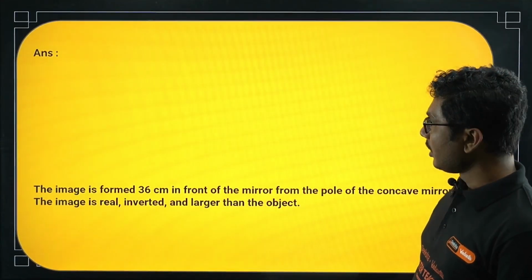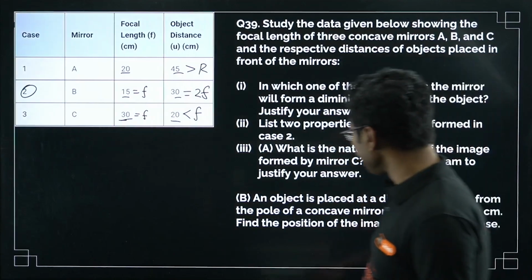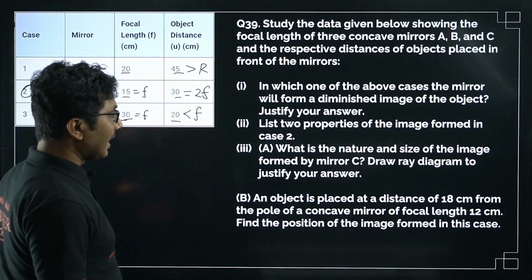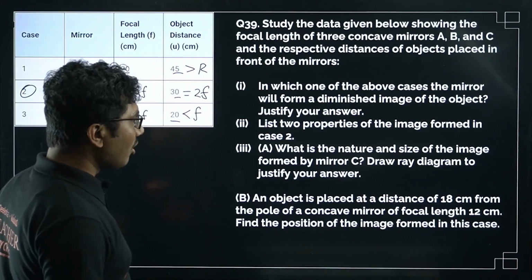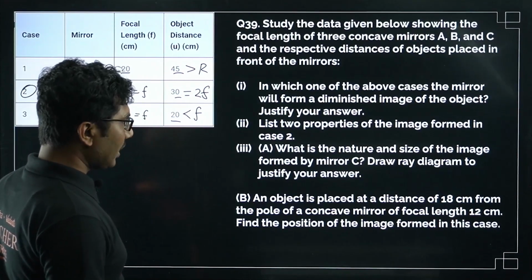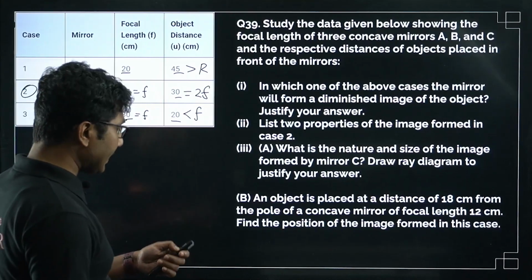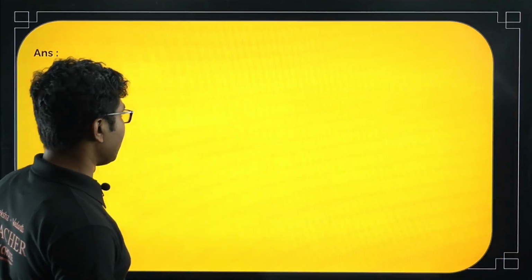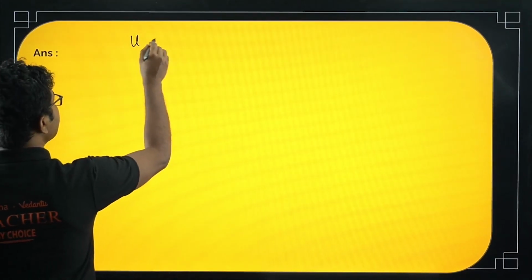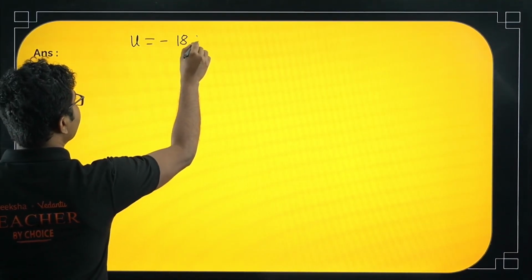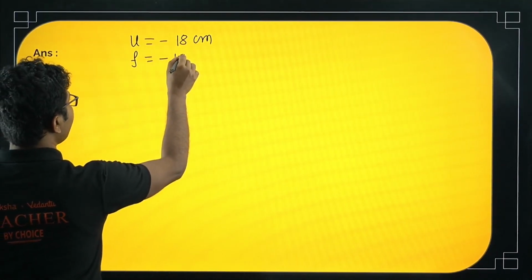Okay, now, so let's solve the question. What was the question, by the way? An object is placed at a distance of 18 centimeter from the pole of a concave mirror of focal length 12 centimeter. Find the position of the image formed in this case. So object distance is 18 centimeter, focal length is 12 centimeter. Object distance by default is negative, since it's a concave mirror. Focal length will also be negative.